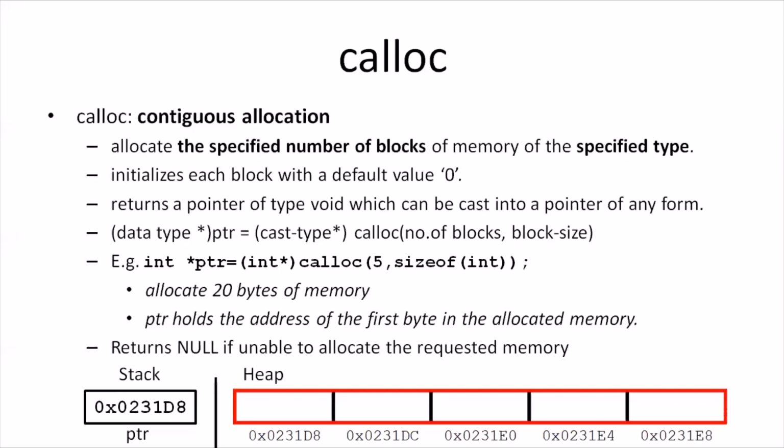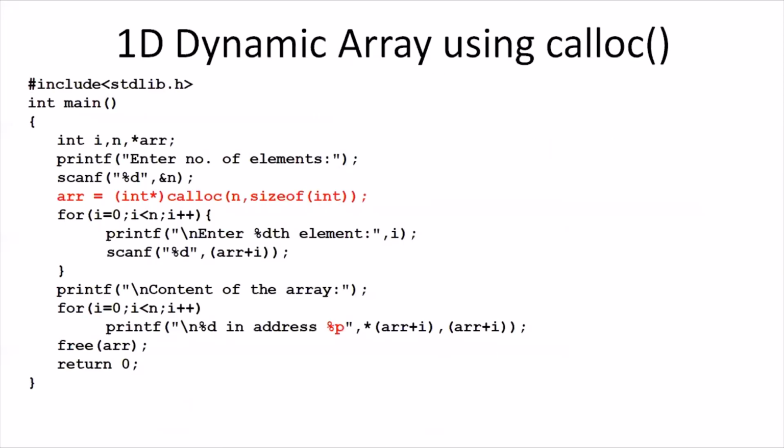Creating and manipulating a one-dimensional array using calloc is very similar to that using malloc. The only difference is in the statement where the calloc function is called to allocate the memory dynamically. As you can see, unlike malloc, calloc passes two parameters. The first one is the number of blocks, which is the same as the number of cells we want in the array, and the second parameter is the size of each block or cell. This depends absolutely on the data type of the array that we want to create.